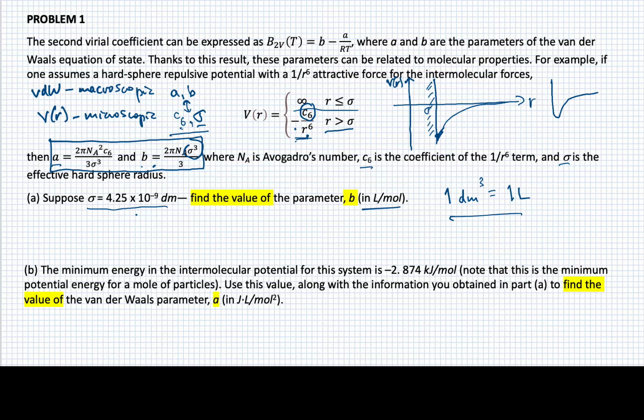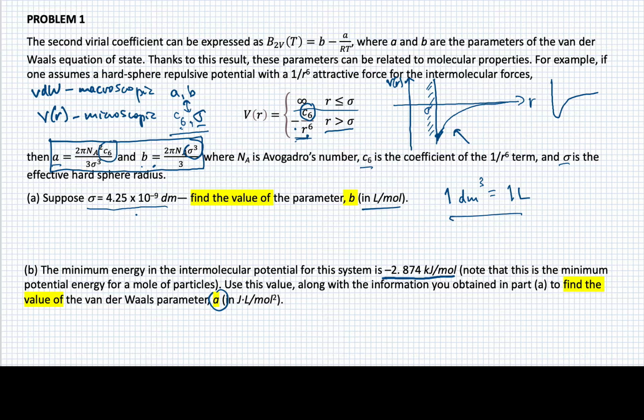All right, now in the second part, we're going to do a similar analysis for a. And so we have another equation over here for a. Now notice that a depends upon this parameter C6. And we're not given C6. What we're given is what is the energy of the potential at its minimum. Okay, well look at this picture up here. Decide where the minimum of that potential is and how you might use that to get a value for C6, which you can then plug in.